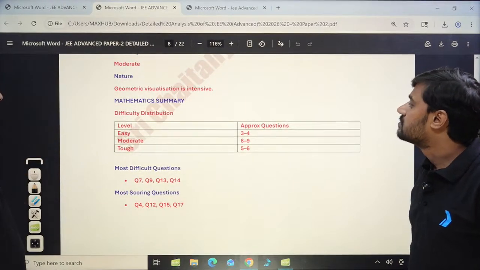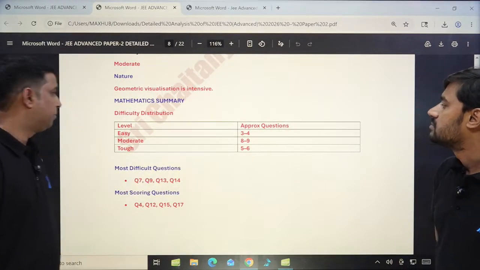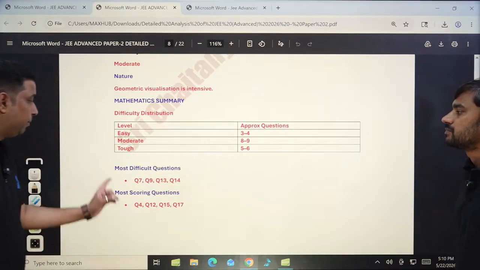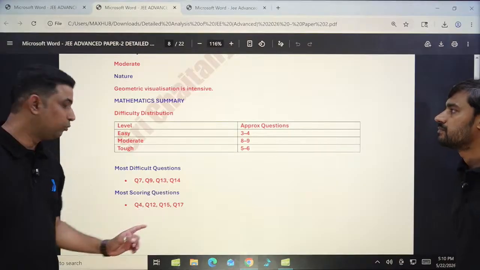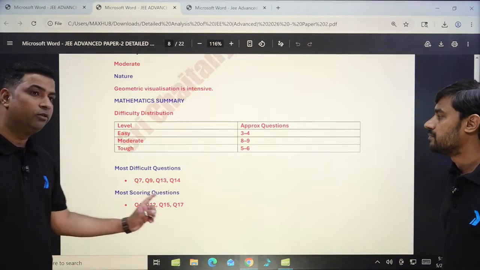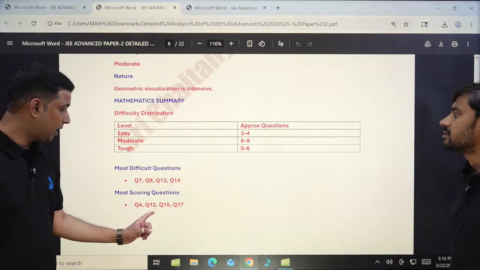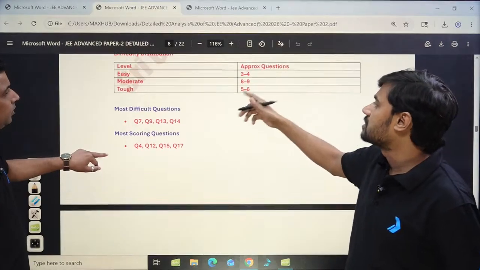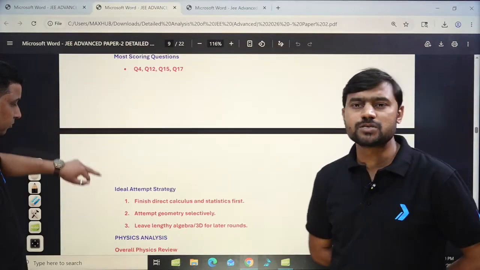Yes. So easy questions 3 to 4, moderate was 8 to 9, and tough questions were 5 to 6. Most difficult questions of the paper 2 were question number 7, 9, 13, and 14. Most scoring questions 4, 12, 15, and 17. Here moderate was 8 to 9 questions. So we can say overall moderate to tougher side, right?